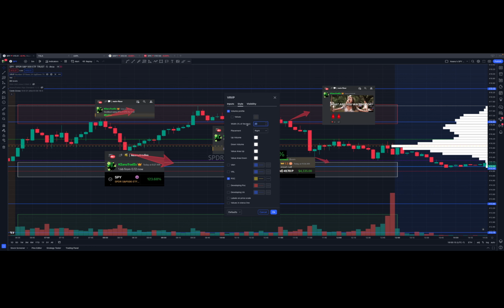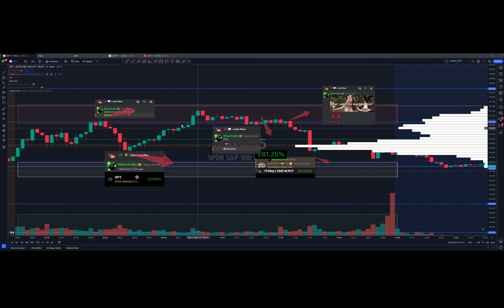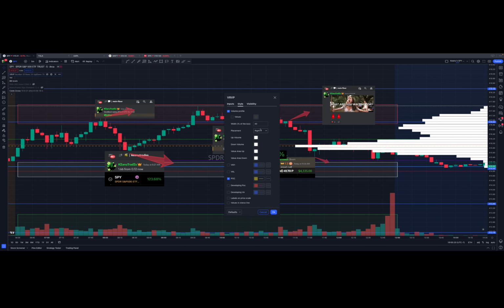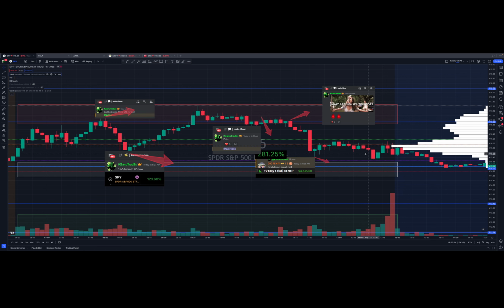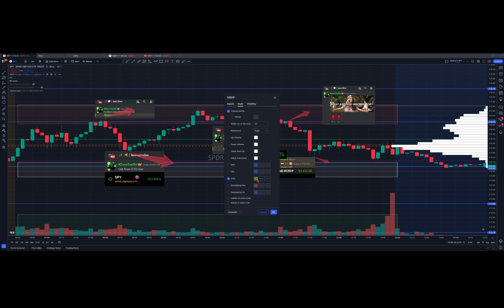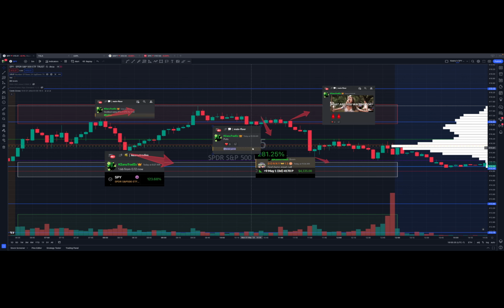This can be changed too, see that? So I make it 20, depending on your screen resolution and size. And then there's a point of control, I believe it is, POC. Yeah, point of control. I made it yellow, and I made it like 50% only. Look, I want it 50, exactly. Here we go. So it's right there, the point of control.